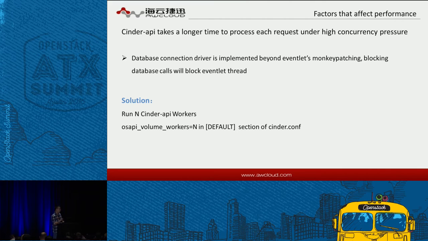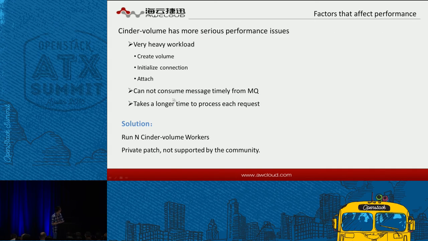If the request is to create a volume, the Cinder API will send the request to Cinder scheduler. But if you have other operations, the Cinder API will directly send the request to Cinder volume. So Cinder scheduler is a light workload. It doesn't have performance issues. So next we look into the Cinder volume.